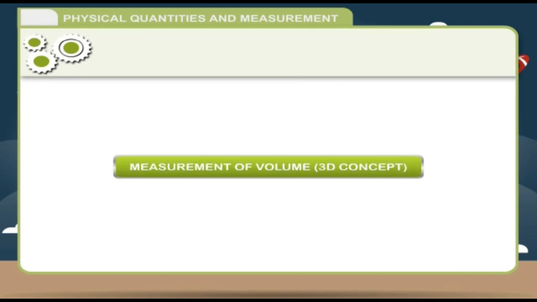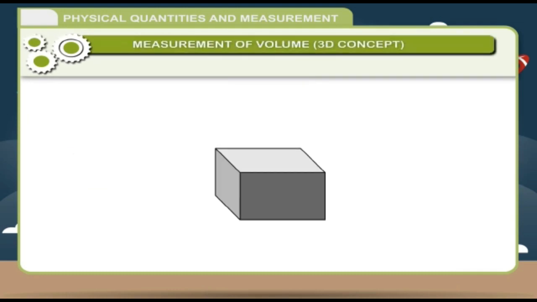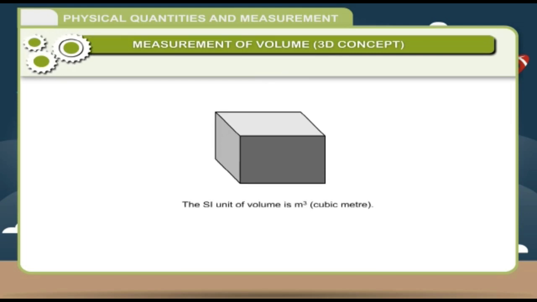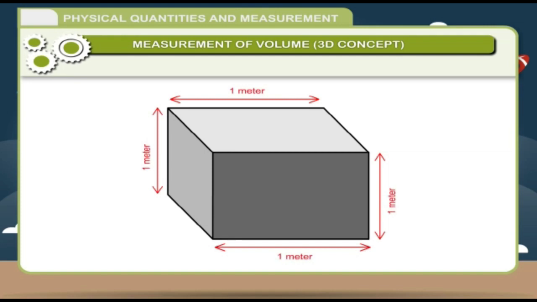Measurement of volume, 3D concept. Volume of an object is the space occupied by it. The SI unit of volume is cubic meter. 1 cubic meter is the volume occupied by a cube whose each side is equal to 1 meter.